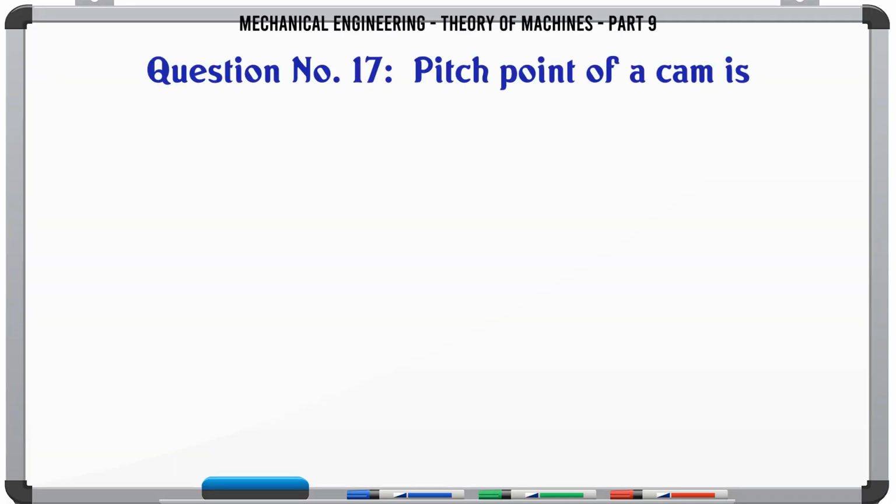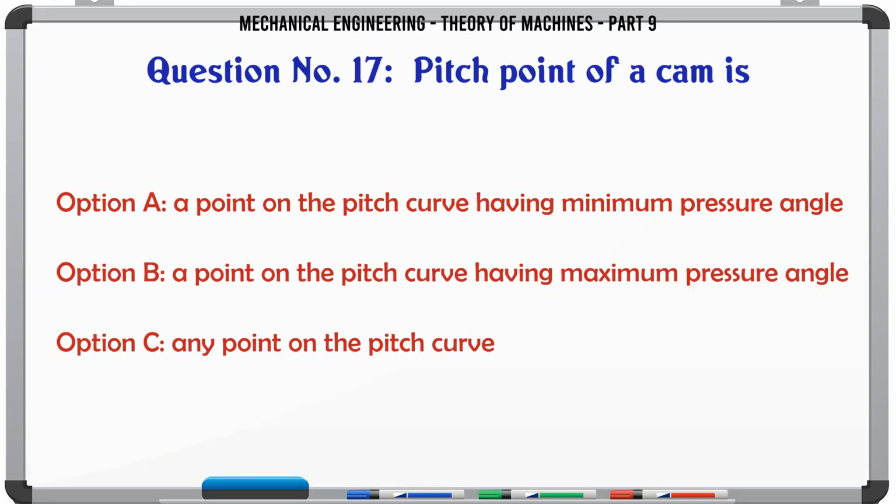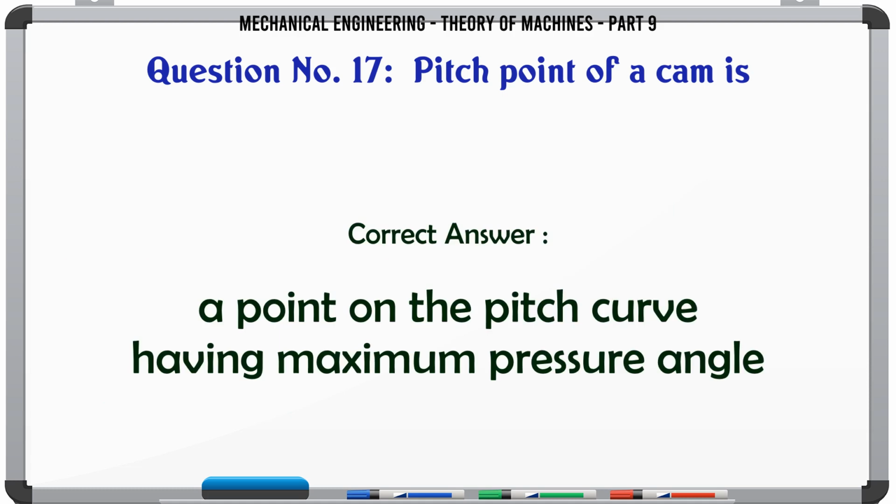Pitch point of a cam is: A. A point on the pitch curve having minimum pressure angle, B. A point on the pitch curve having maximum pressure angle, C. Any point on the pitch curve, D. Any point on the pitch circle. The correct answer is a point on the pitch curve having maximum pressure angle.